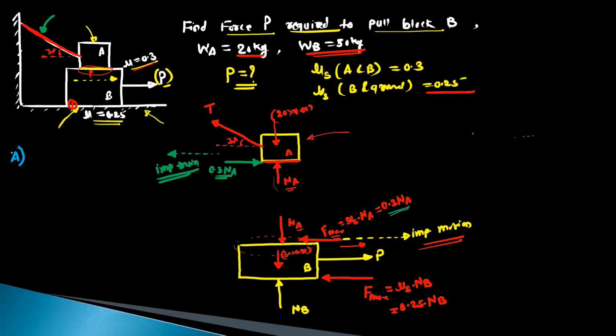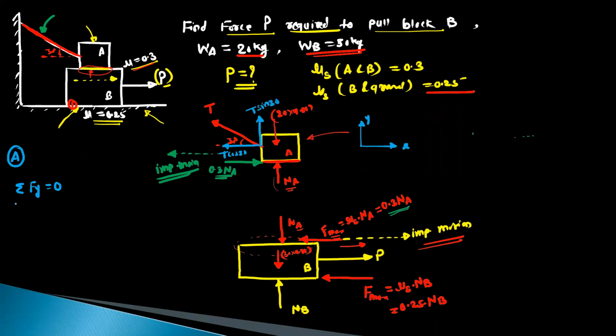Consider block A. For block A, summation Fy is equal to 0. Before that, we have to resolve this tension. You can assume the reference axes like this. The tension T is inclined, so you can resolve this force. This is the Y component and this is the X component. The X component is T cos 30. The Y component is T sin 30.